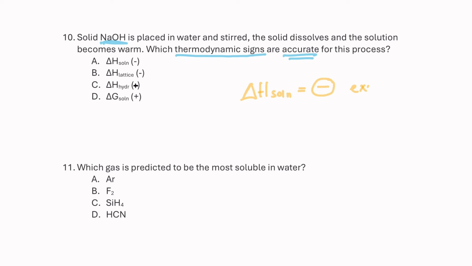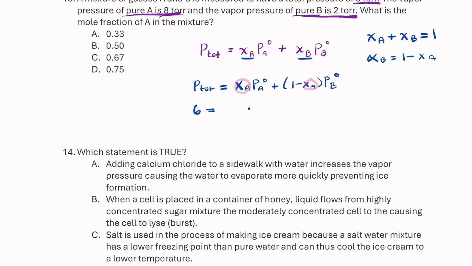Next, I'm going to plug in the numbers. Total vapor pressure is 6, the vapor pressure of pure A is 8, and the vapor pressure of pure B is 2. So the equation is 6 equals XA times 8 plus (1 minus XA) times 2. I'm going to expand the right side. That gives 6 equals 8XA plus 2 minus 2XA. We're going to combine like terms, so 8XA minus 2XA is 6XA. So the equation is 6 equals 6XA plus 2. Now I'm going to isolate XA.